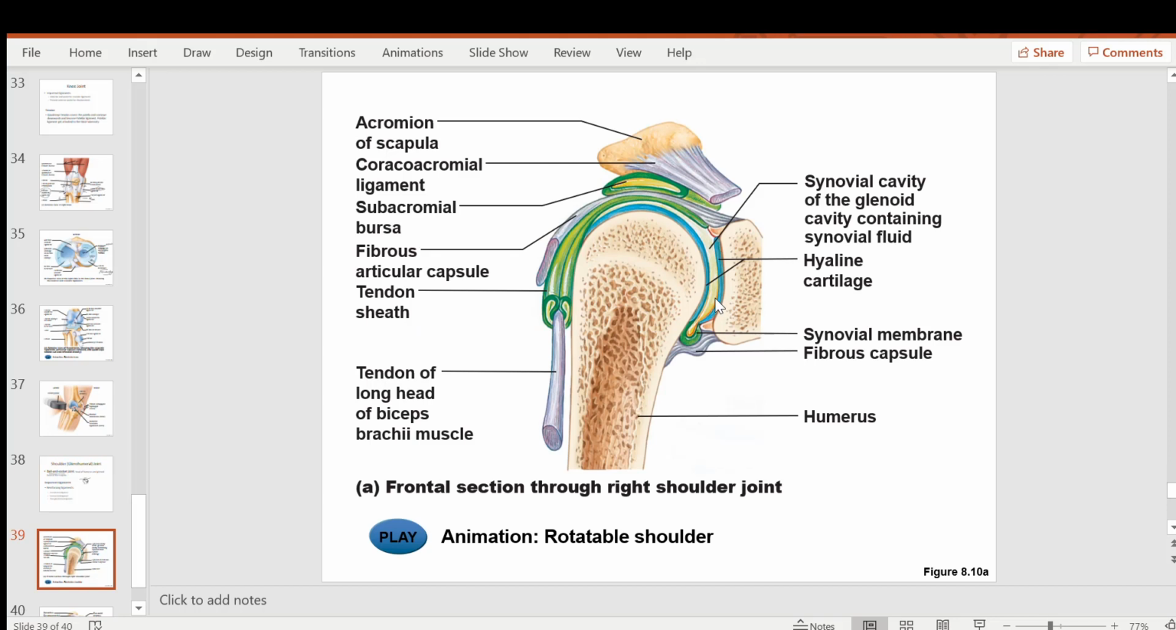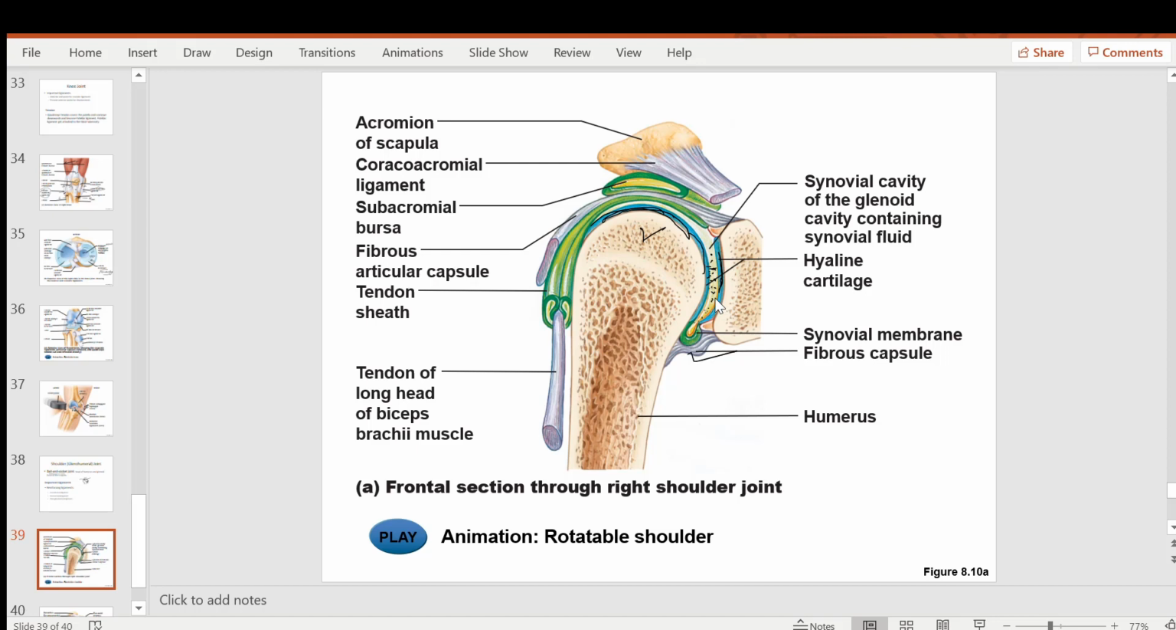We'll see that soon. So this is the head of the humerus, and this is the articular cartilage, since it is a synovial joint, right? And this is the glenoid cavity of the scapula. So you see, this is the joint, and this is the gap. The synovial cavity contains the fluid, synovial fluid. Okay, and also you have the capsule around the joint.